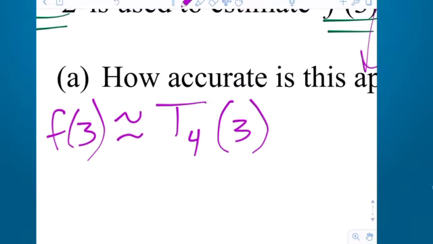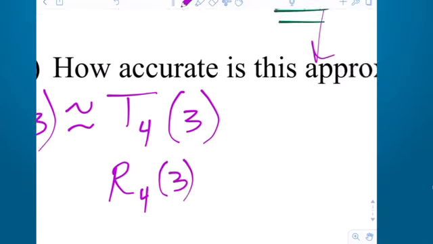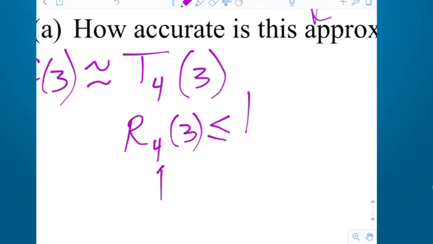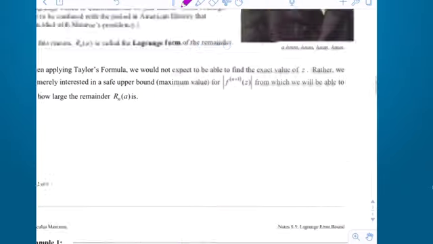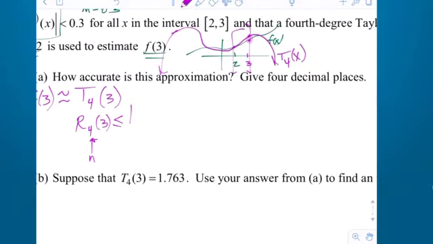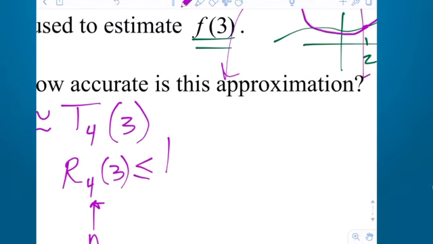So here's what we do. We know that the remainder using a 4th degree polynomial, so we'll use R for the remainder function, evaluated at 3, is going to be bounded by, which means it's going to be less than or equal to, the absolute value of the n plus 1st derivative. Here's what's nice, it's pretty easy. If we're using a 4th degree Taylor polynomial, this ends up being our n. And if you remember in the formula, we're looking at the n plus 1st derivative. So if n is 4, what's n plus 1? 5. So we want to find the maximum value of the 5th derivative at z.